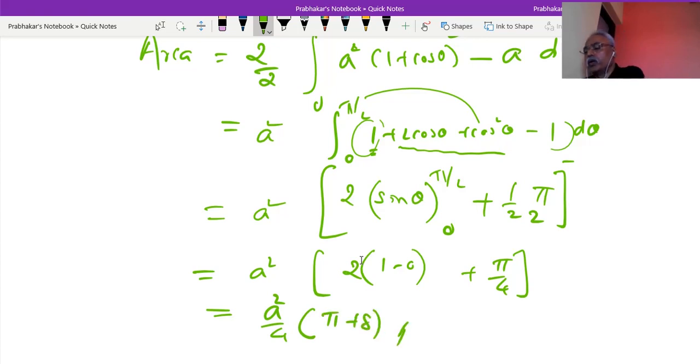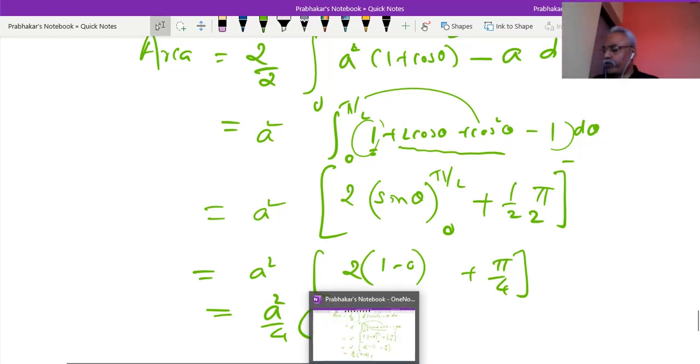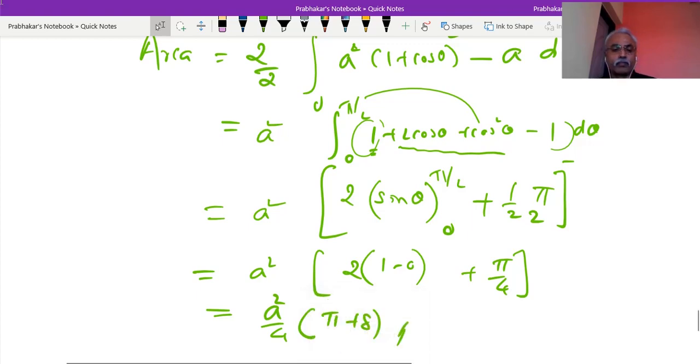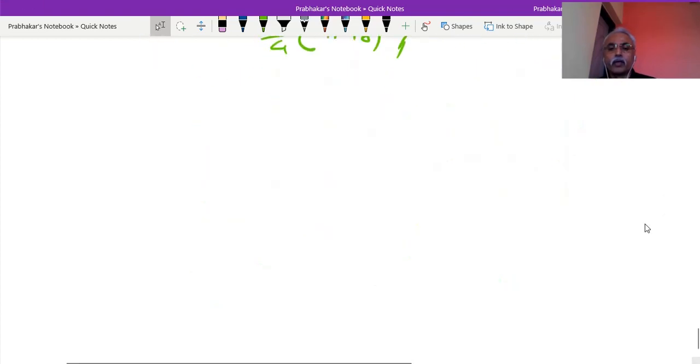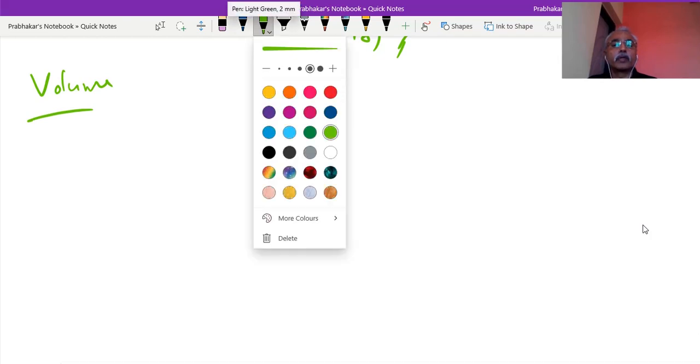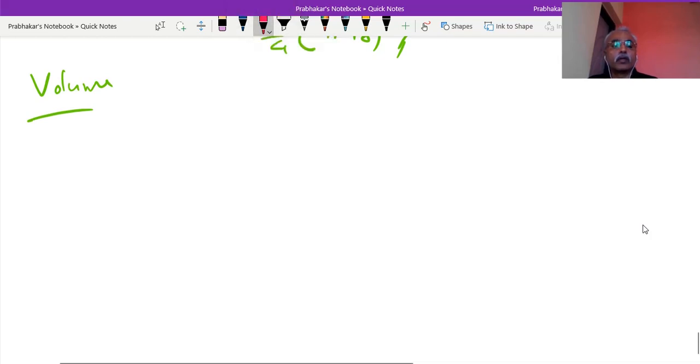Please note down. If it is area in Cartesian coordinates, you will be taking dx dy. If it is polar coordinates, you are taking r dr d theta and appropriate limits. A very similar approach applies for volume. Let us take one more color for this. I will demonstrate this using this example.